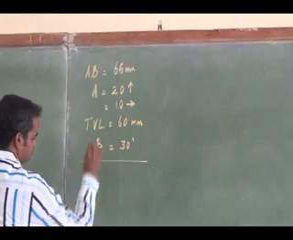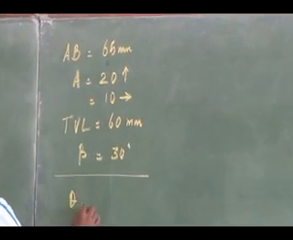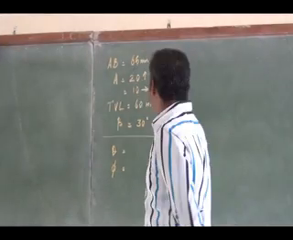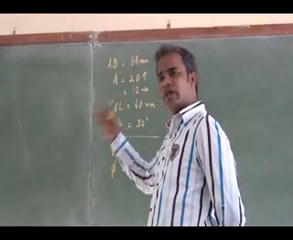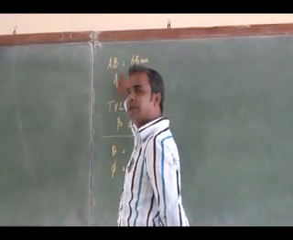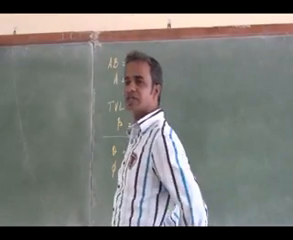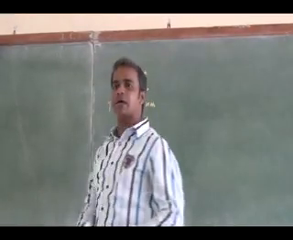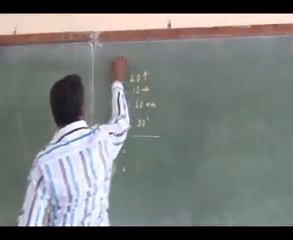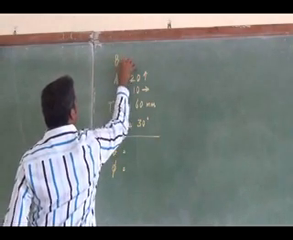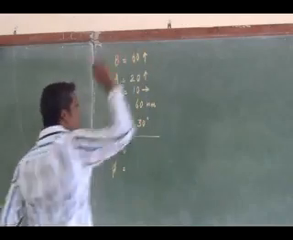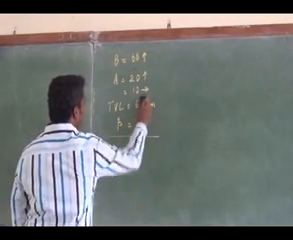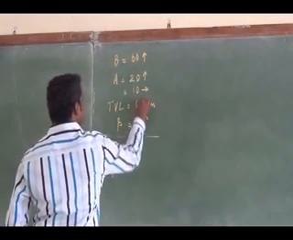So find theta, find phi. The problem needs a correction. Let's see here. If the problem is correct, the line AB has its end B 60 mm above HP. So one end B height is given. End B is not beta. B is 60 mm above HP. The top view length, correct it, is 65 mm.